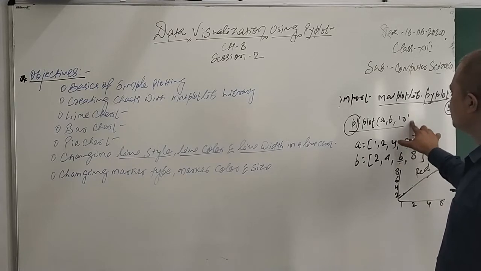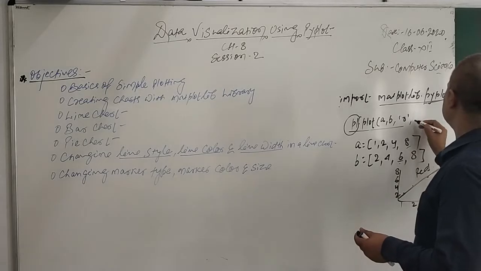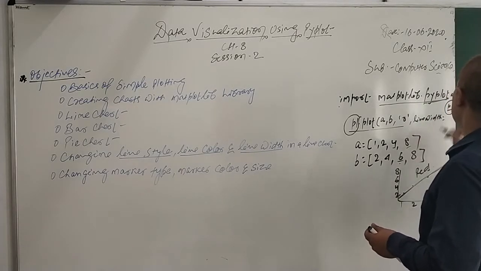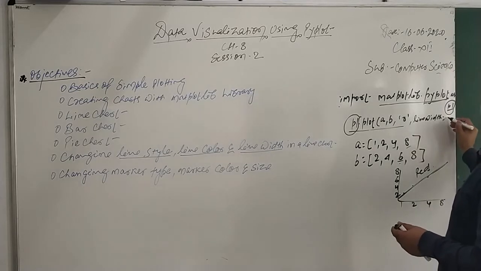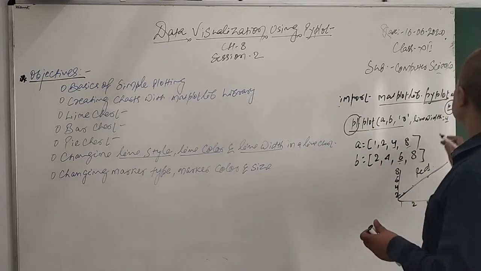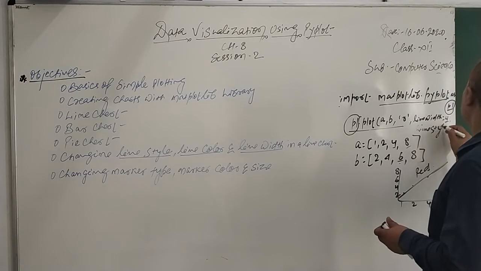If you want to change the width of this, then there is a line width. You can say line width equal to, and then whatever the line width you have, suppose 4. So that is what the thickness of the line will be. Then we have a line style. You can say line style also, line style, and equal to, you have dashes.